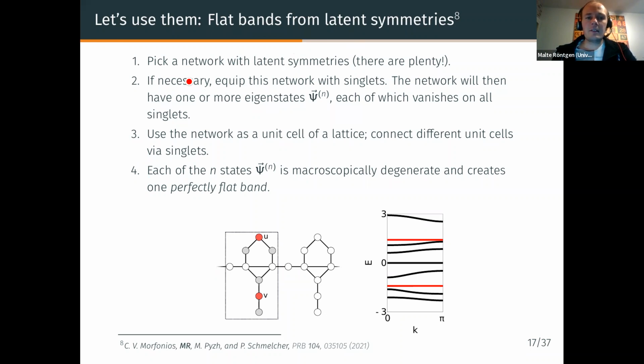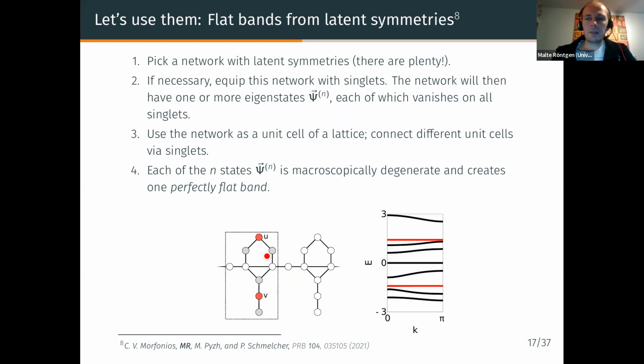Then, if necessary, as a second step, we need singlets, so you can equip them by evaluating the matrix power. And as a result, if you have singlets, you will have one or more eigenstates, each of them vanishing on all of these singlets. Each of these eigenstates has negative parity on the latently symmetric points. For example, here in this network below, which I showed you several times now, U and V are latently symmetric, and these three right sides here on this line are singlets. So any eigenstate which has negative parity on U and V will vanish on those three.